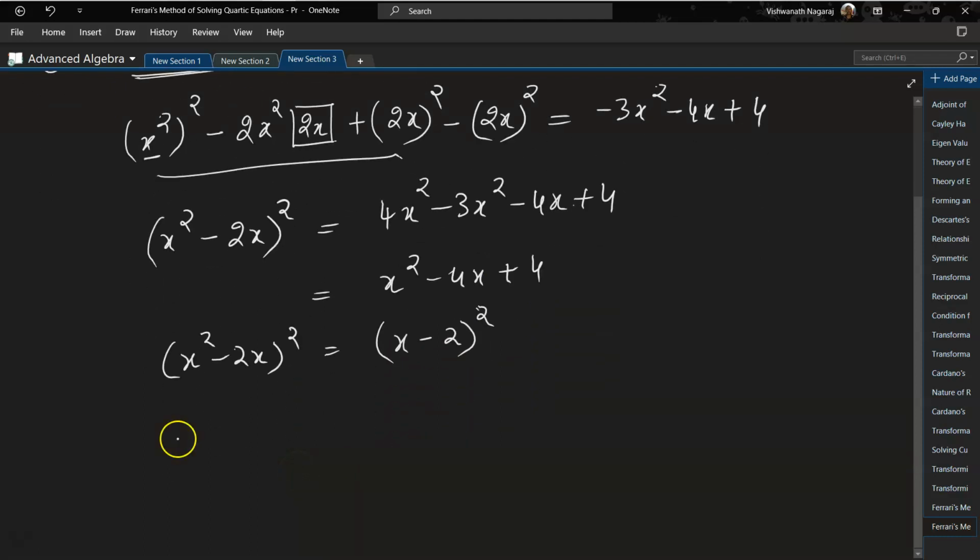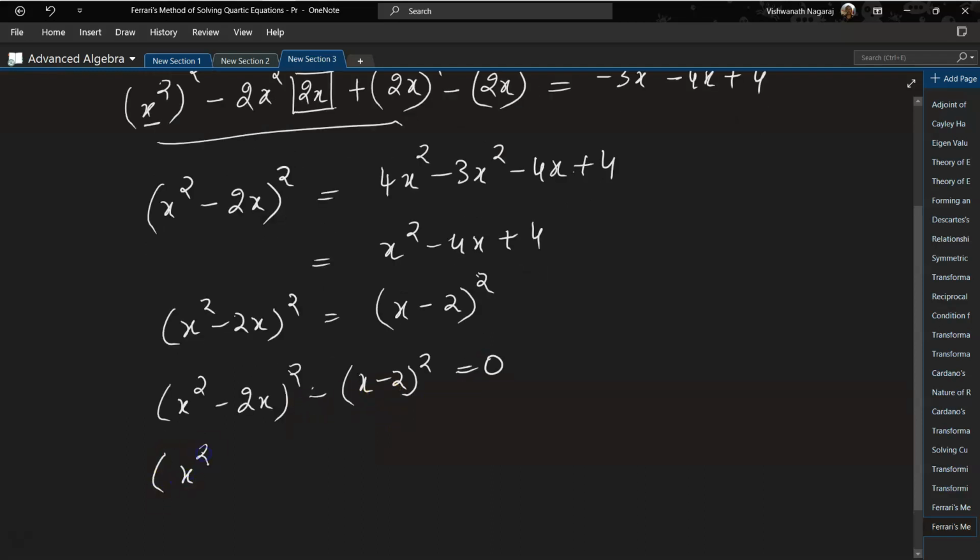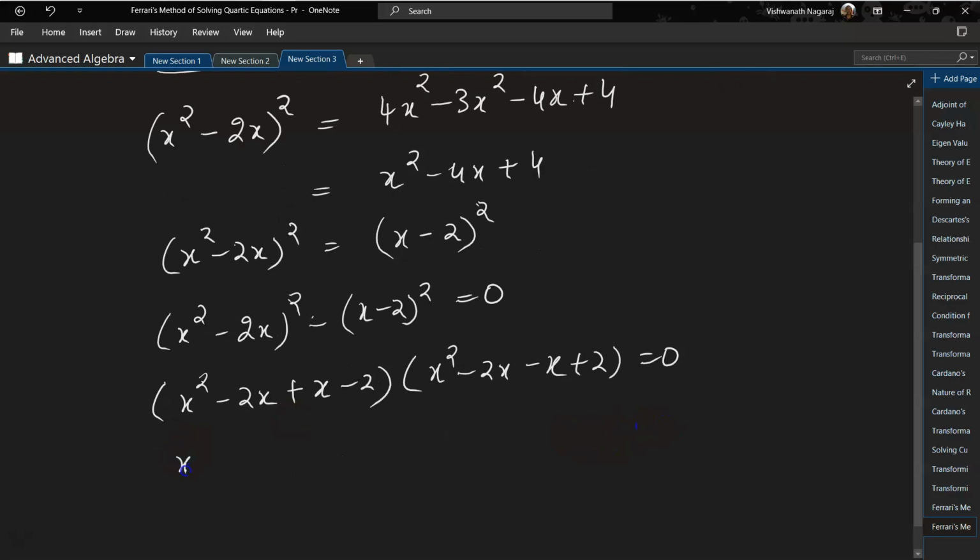Now let's bring it both to the same side. (x² − 2x)² − (x − 2)² = 0. a² − b² gives us (a + b)(a − b). So (x² − 2x + x − 2)(x² − 2x − x + 2) = 0. Now don't multiply it again; simplify it here itself within the bracket. So this becomes (x² − x − 2)(x² − 3x + 2) = 0.